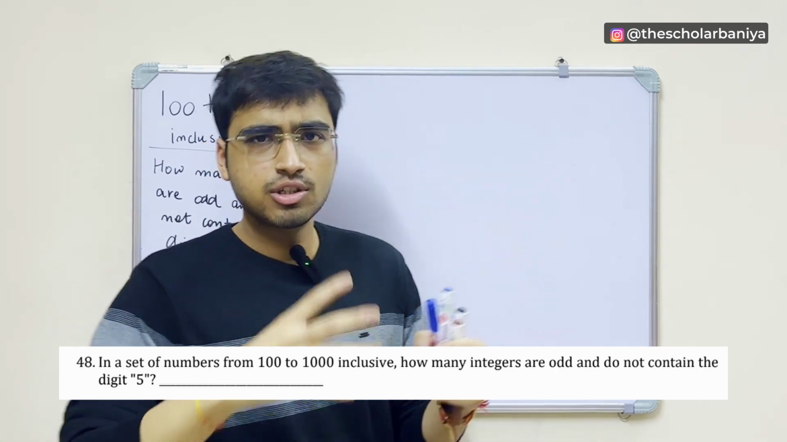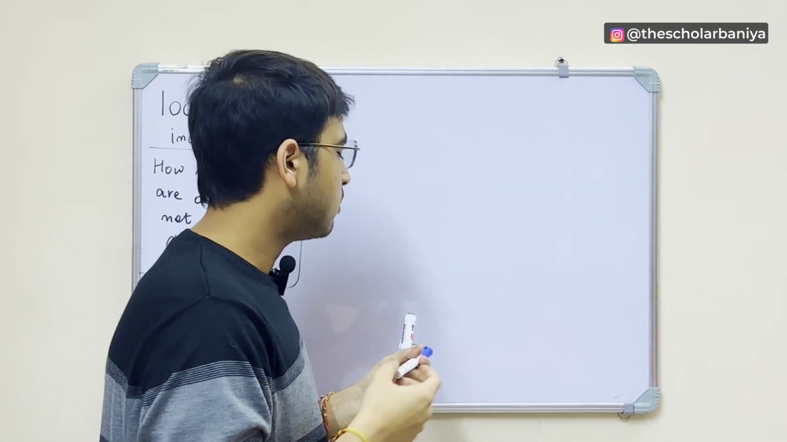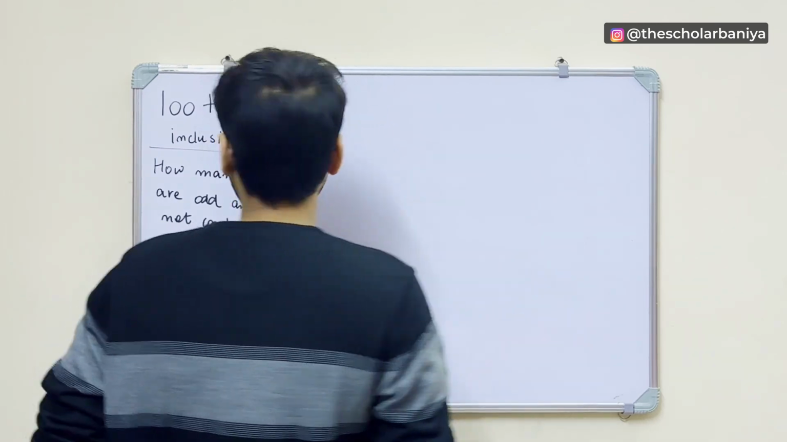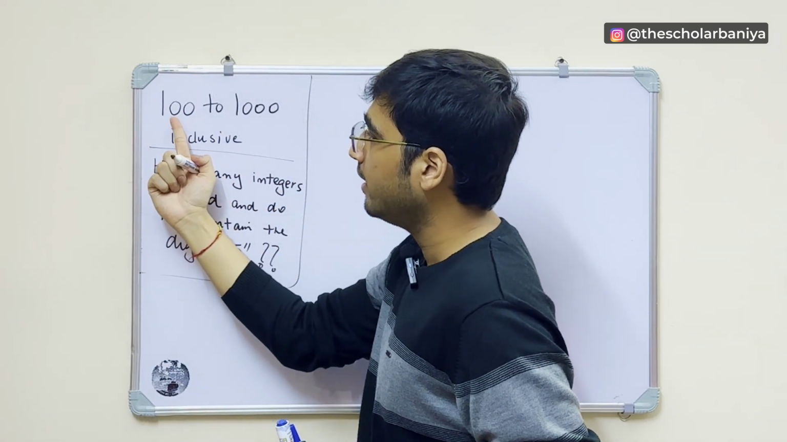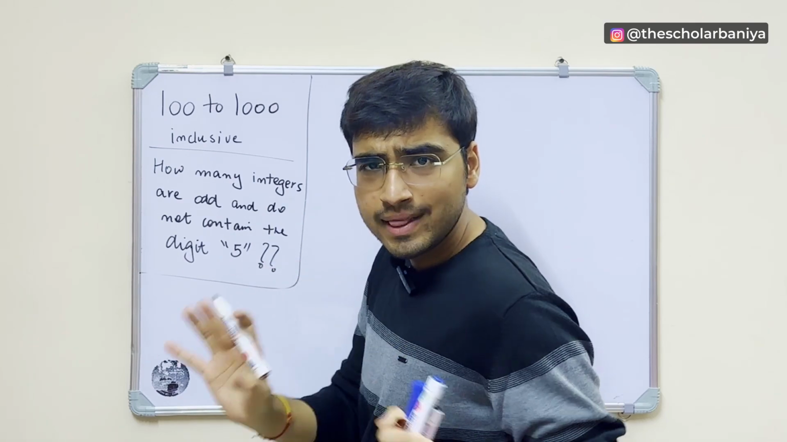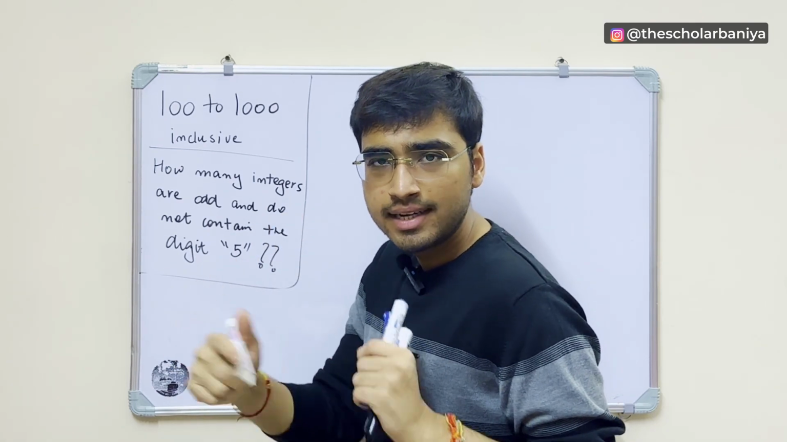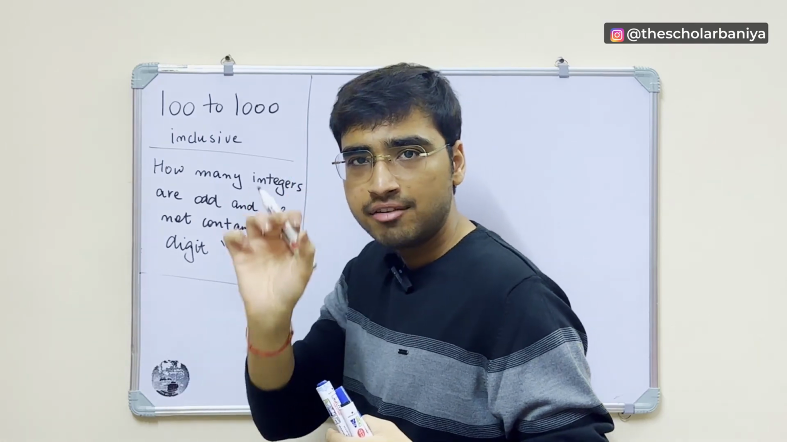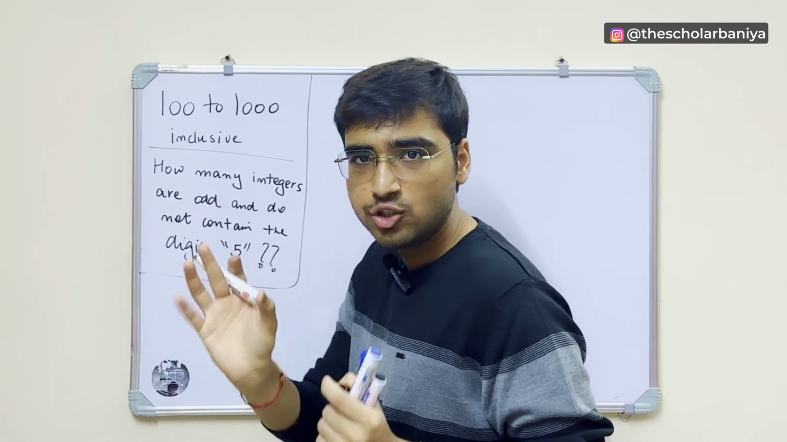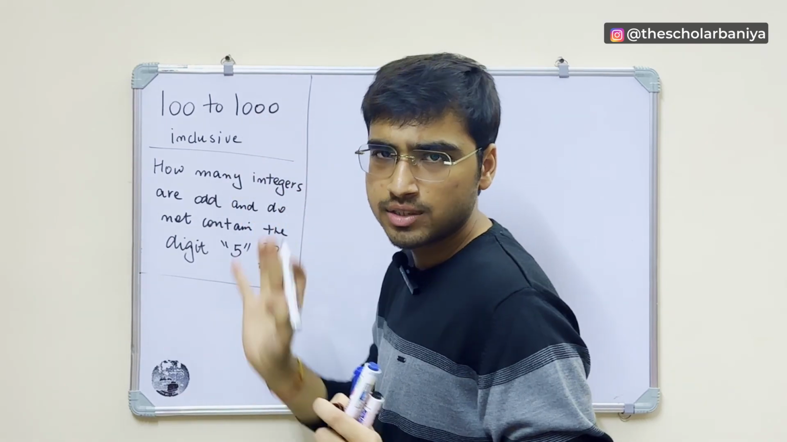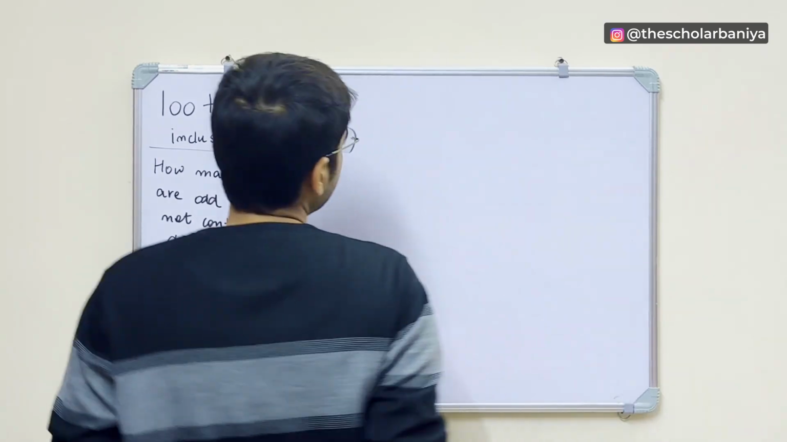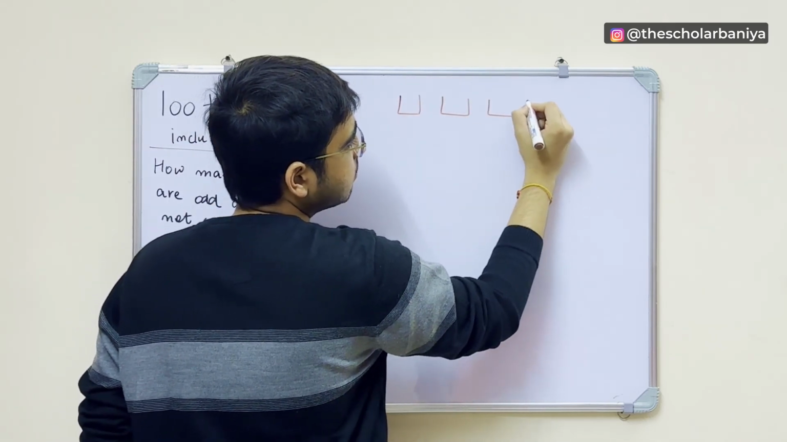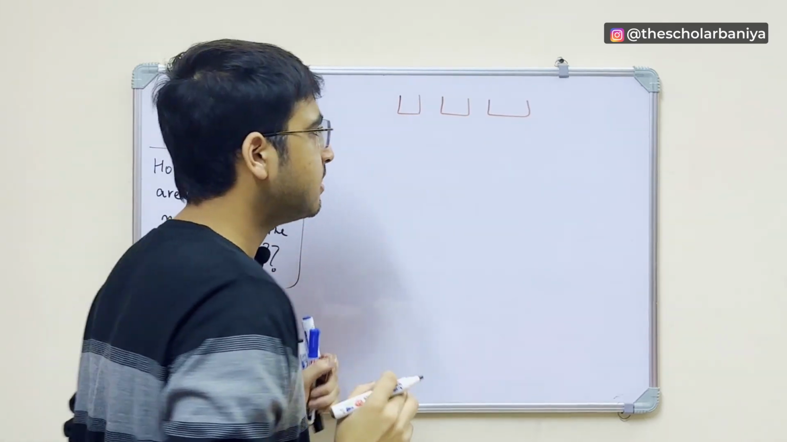So obviously, if you just count them, it will take a lot of time. So how to solve this? Let's understand that. Tell me one thing: from 100 to 1000, all the numbers are 3-digit numbers, right? 100, 101, 102, 110, up till 999. All these are 3-digit numbers, except for 1000. Let's keep it till the end. So all the numbers are three-digit numbers. I hope this makes sense.